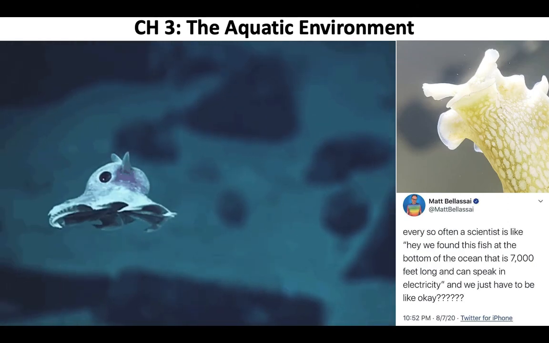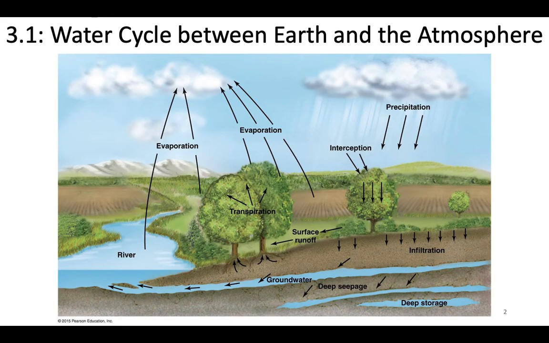So let's do it. First, before we talk about aquatic environments, we have to talk about how they're made, and that's with water. So let's do a little overview of the water cycle. Hopefully this is a review for most everyone. Usually you learn this in middle school or high school. So we'll start with precipitation. That's the main way that water gets into an environment.